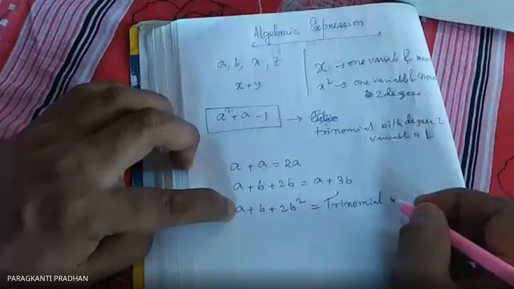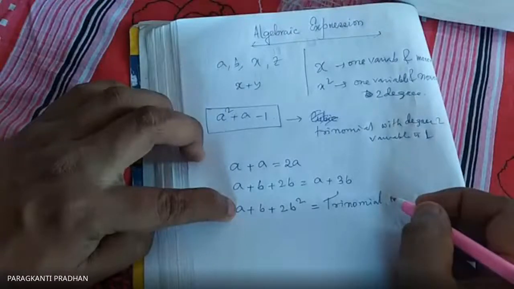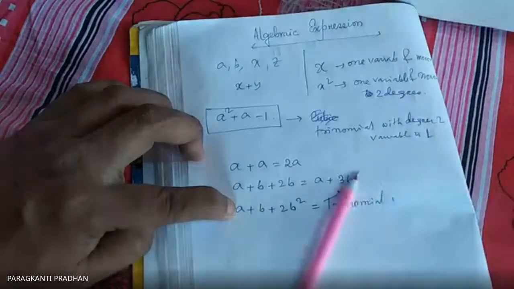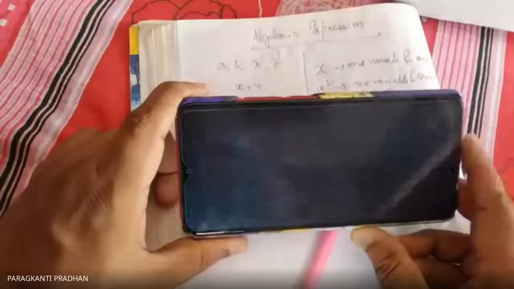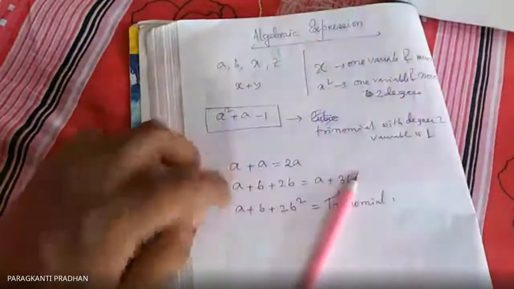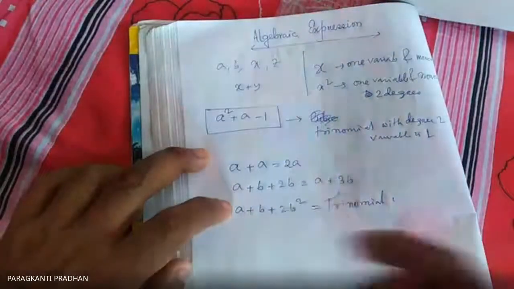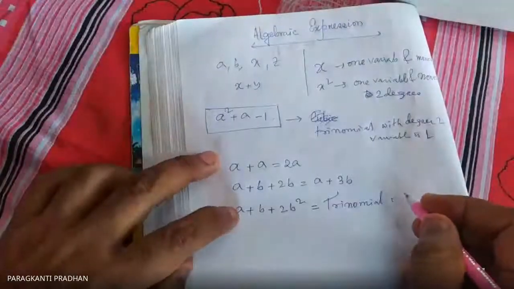Sir, your copy is not half visible and the side is not visible. You rotate your mobile. If you are using the mobile like this, then half the portion will be cut. If you are taking this mobile like this, then it is fully visible. Just turn on the rotate option, then you can see fully.